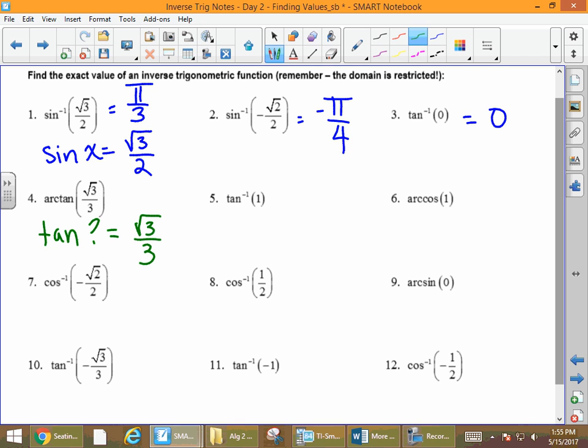And tangent also works in quadrants 1 and 4. Quadrant 1 has positive tangent values. Quadrant 4 has negative tangent values. Same situation for sine. So what angle of tangent has a value of radical 3 over 3? Pi over 6. And what value of tangent, what angle value, oh, I can't get this out. What angle in tangent has a value of 1?